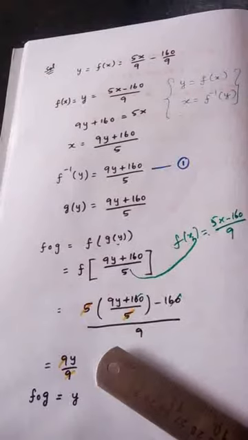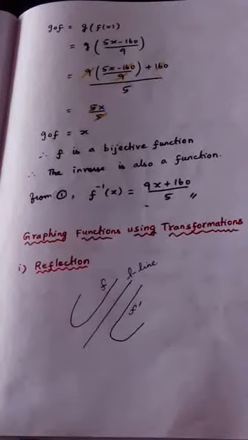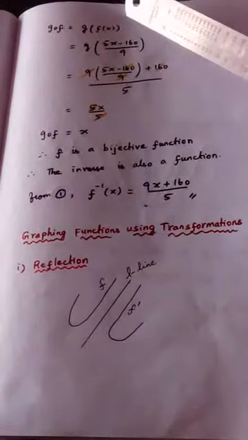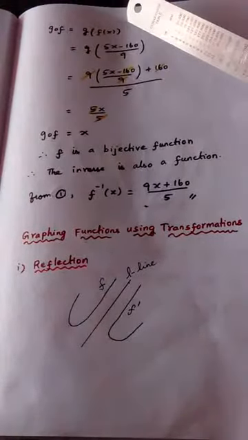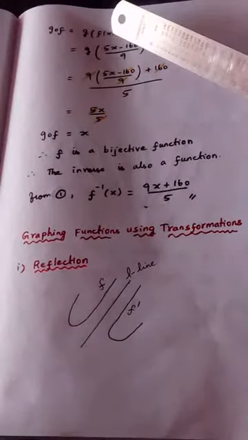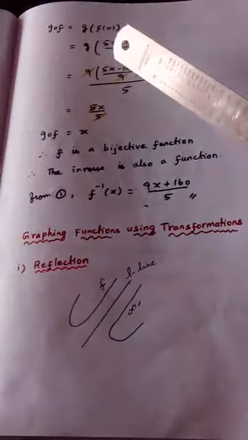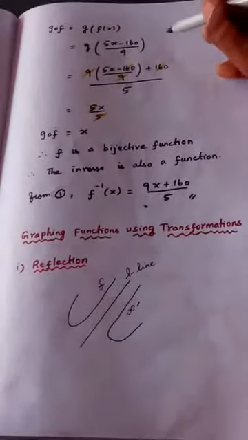What is the other condition? G composite f we need to find, and the answer should be x, right? So I am calculating g composite f now. Since f composite g is written as f of g of y, g composite f can be written as g of f of x. In that, write the value of f of x, that is (5x minus 160) by 9. Now if you see, what is g of y, can you remember? I am going to write here, just look at it.